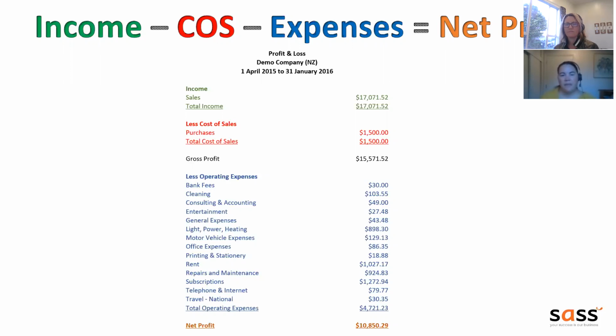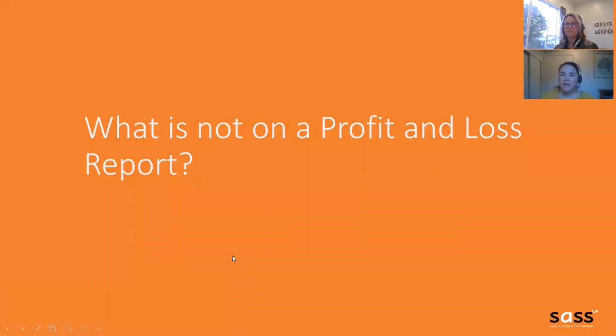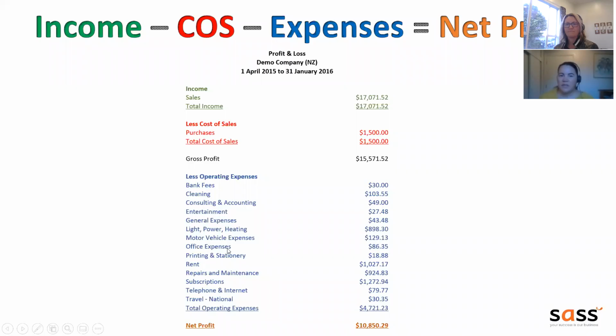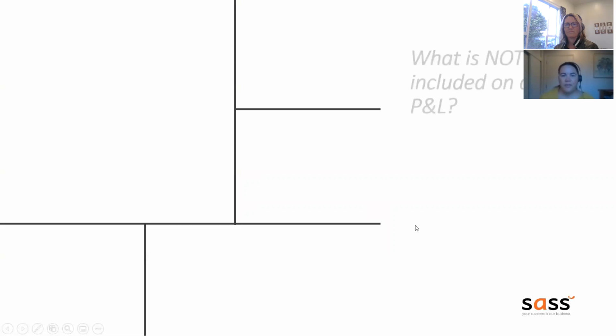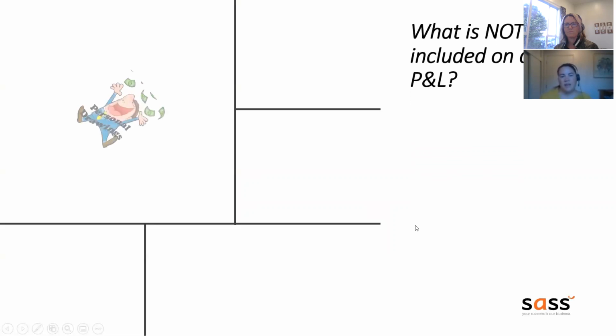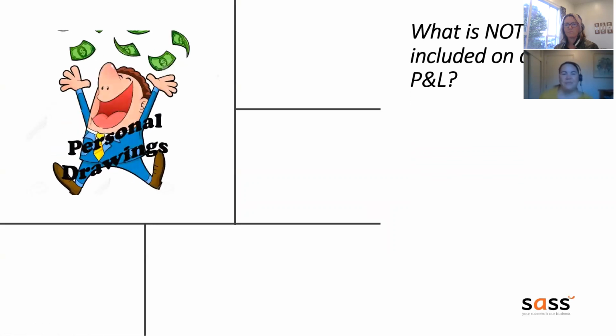So great. So what kind of things are not on a profit and loss? Because I just want to go back to, we were talking about where our cash has gone. What's not on this report? So these are things that are drawings, which we all love. They're not included in your profit and loss report. The purchase of fixed assets, so computers, cars, buildings, that kind of thing, is not included in your profit and loss.